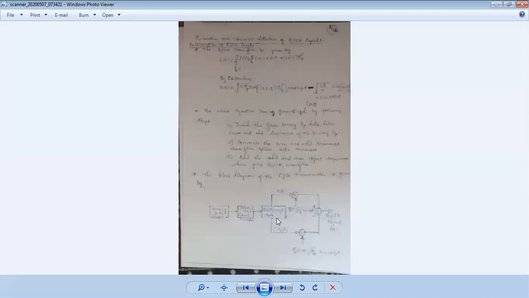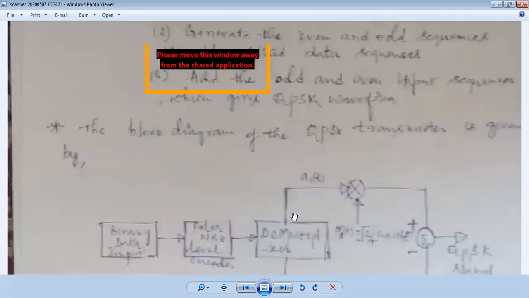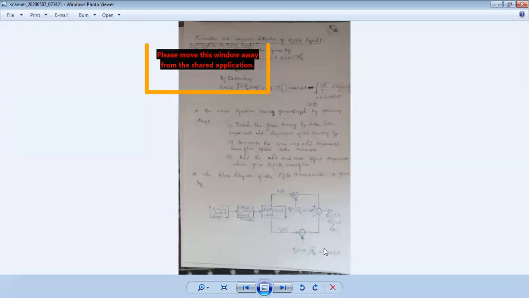This will be the demultiplexer. That means the signal will be changed into two signals. Here, these two signals are S1 of t. Then it will be multiplied, as I told you, whenever the signal is to be transmitted, it has to be multiplied with the basis functions. Exactly, the basis functions.